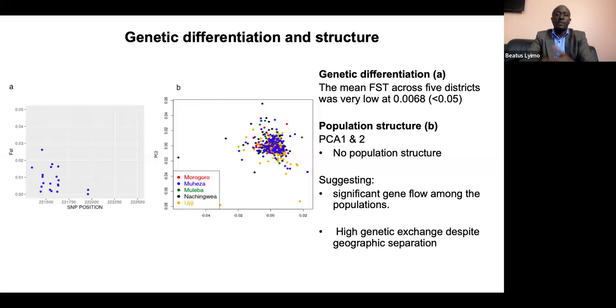From the map I previously mentioned, you can see that Muleba and Nachingwea are very far apart. We might expect, due to geography or other factors, to see some clusters or a structure of Plasmodium in Tanzania. But from the result which we got, we didn't see any structure, with the exception of a few outliers.